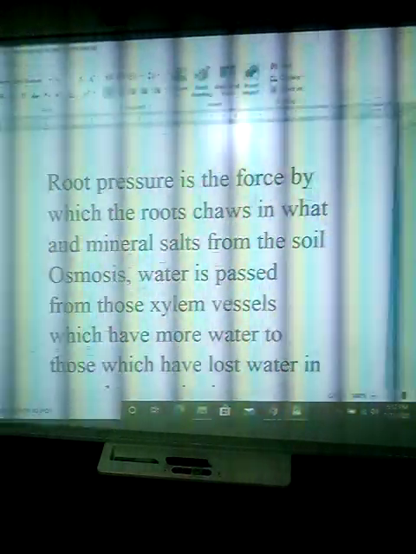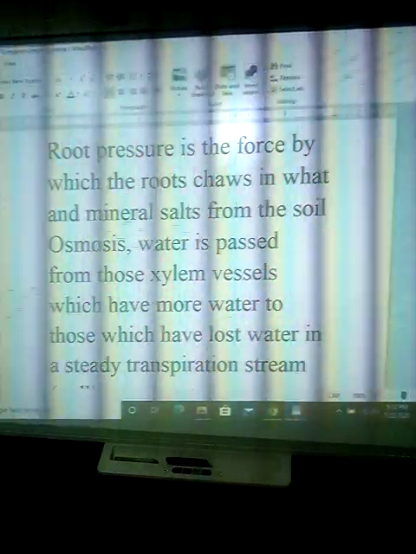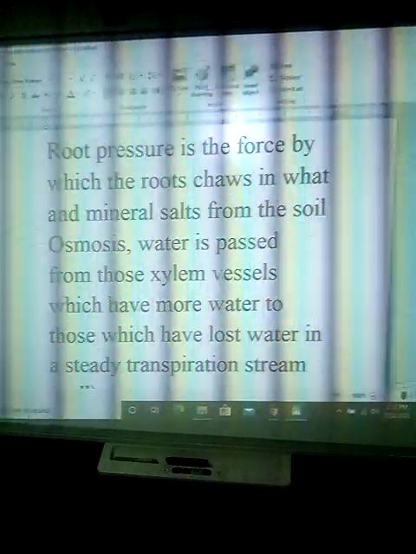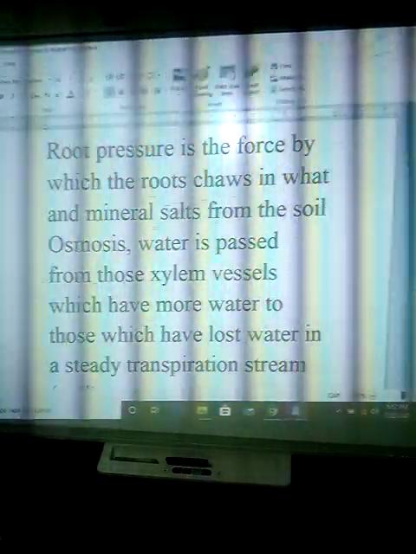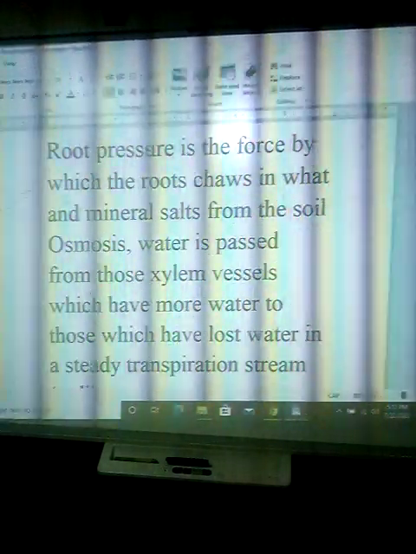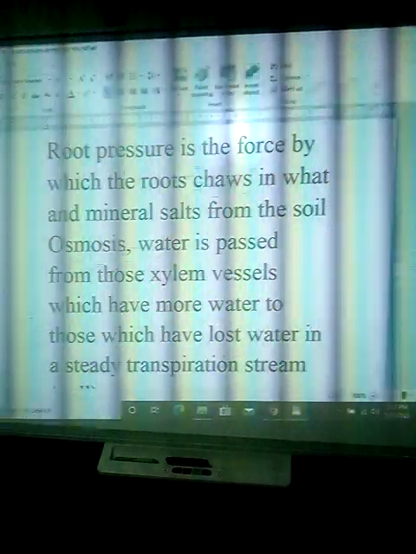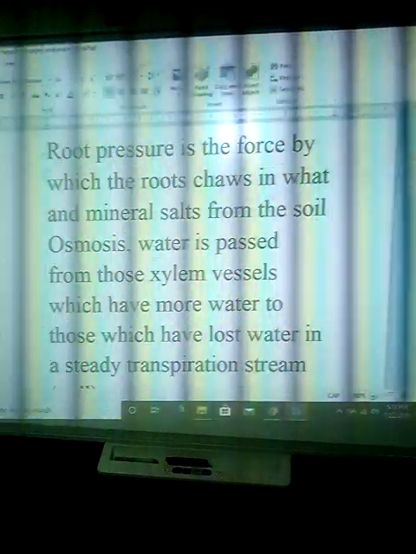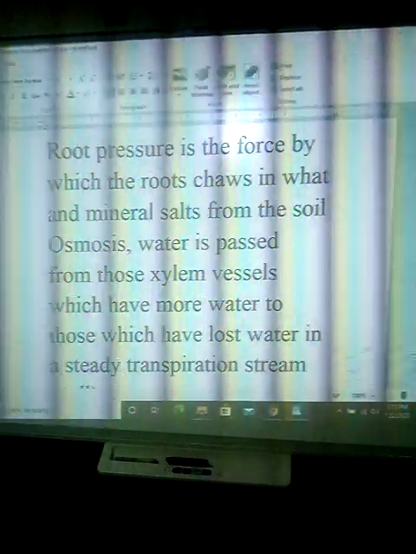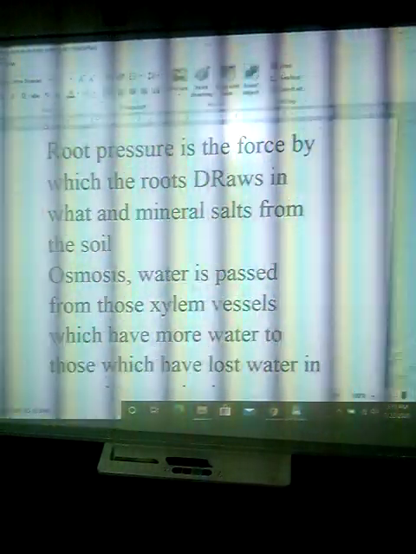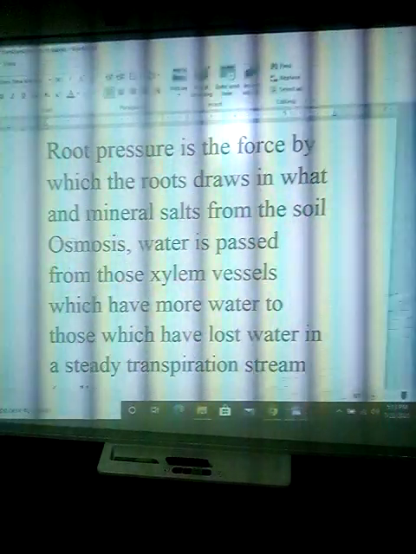Now, root pressure. This is the last part we shall be considering. We have studied the force that brings in water, the transpiration. We have studied transpiration stream or flow, and the force that helps the water to come up. Now we want to study root pressure. Root pressure is the force by which the root draws in water and mineral salts from the soil. Please take note of that word, draws in.